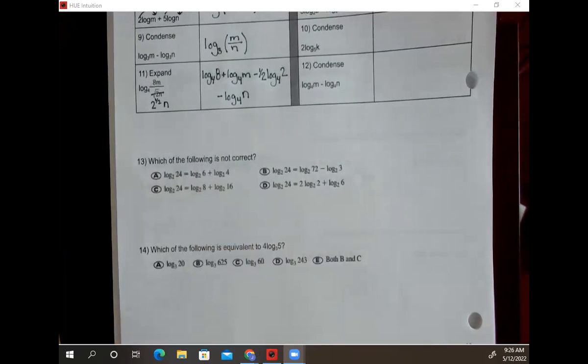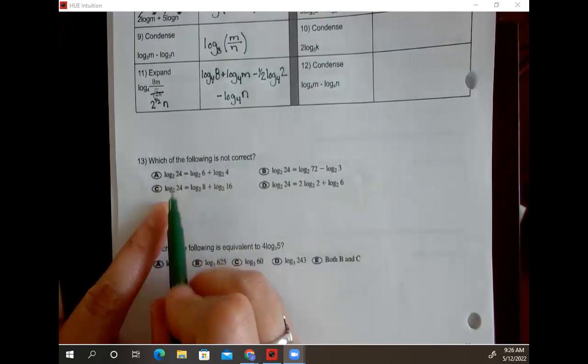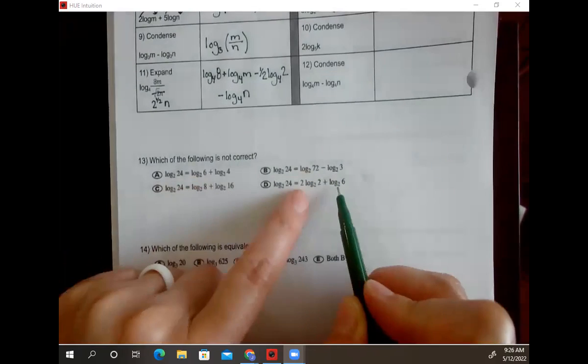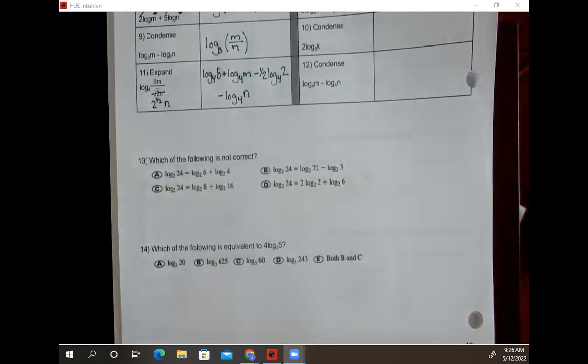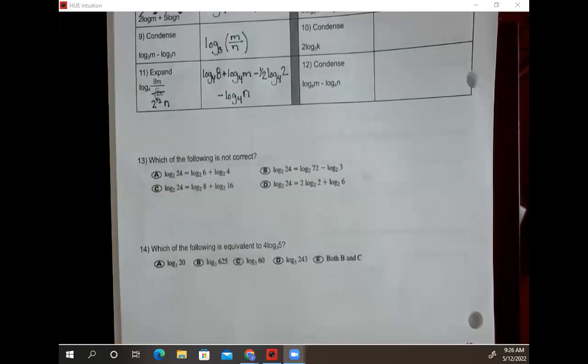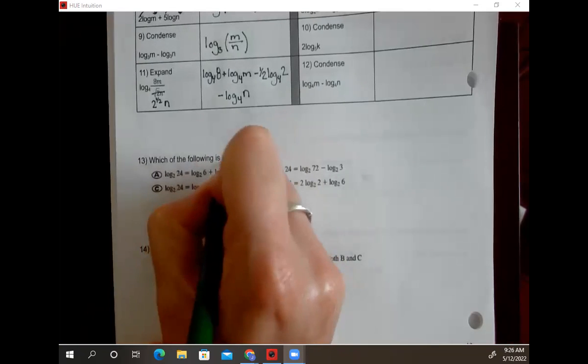Now, the really first thing I'm going to look for is these are all log base 2 of 24. Are these parts all log base 2? And they are. If I had anything that had a different base, I could throw that out. But they kept the same base for all of these. So I'm just going to look at, as I rewrite all of these, would I get back to log base 2 of 24? Okay. And again, I'm looking for which one is not correct.